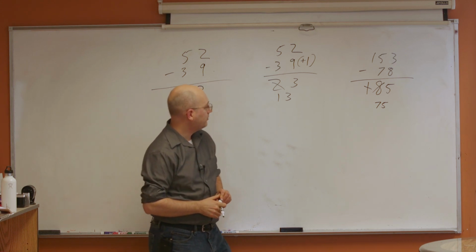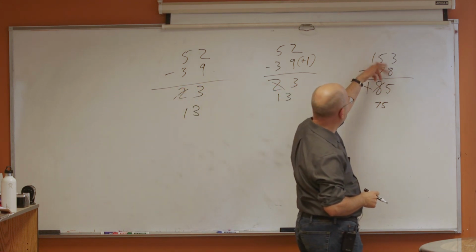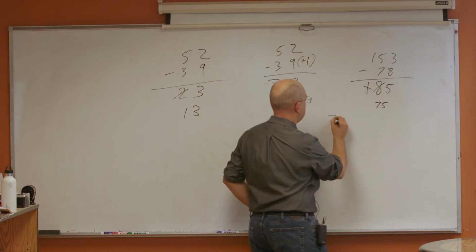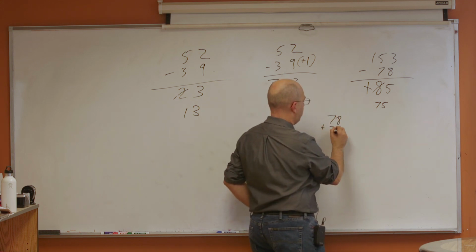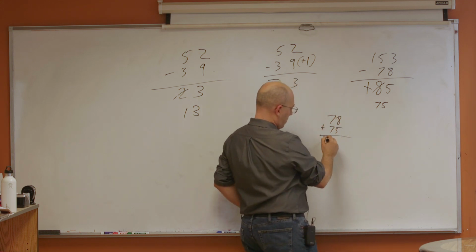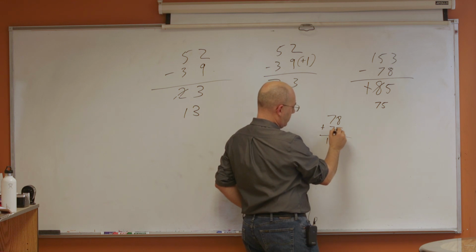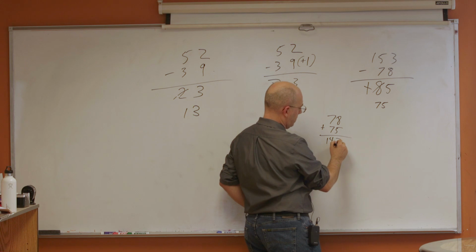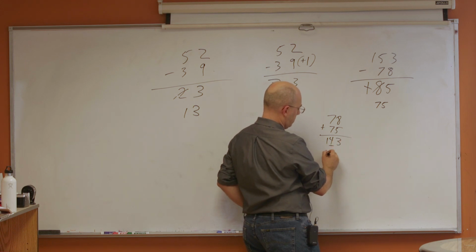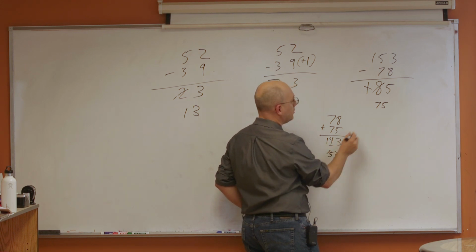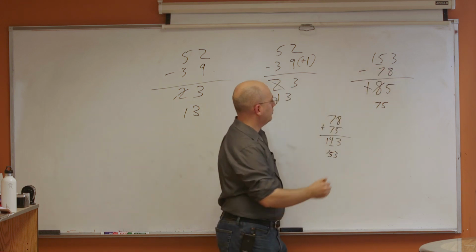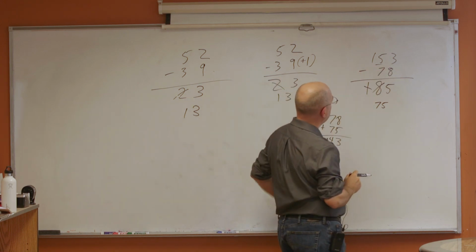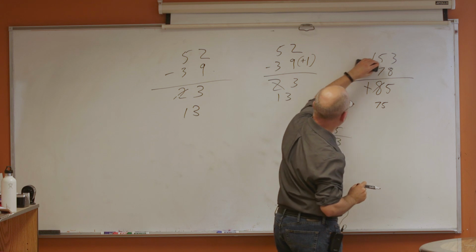Did that work? I check it by adding. Right? 78 plus 75. We got the 14, and then we have 8 and 5, which is a 3, and an extra 1, 153. That's what we started with. Oops. I should not underline that.